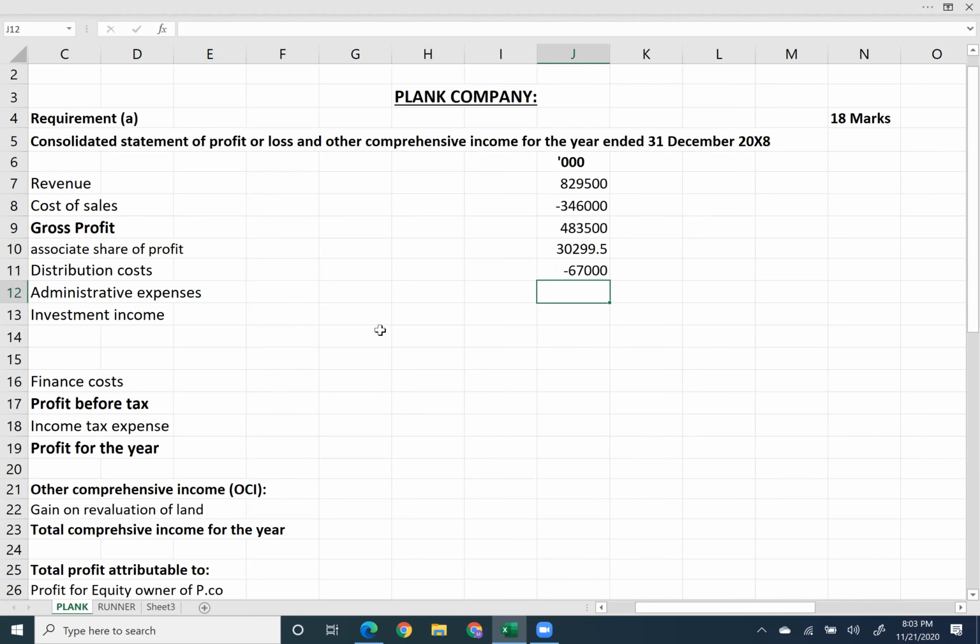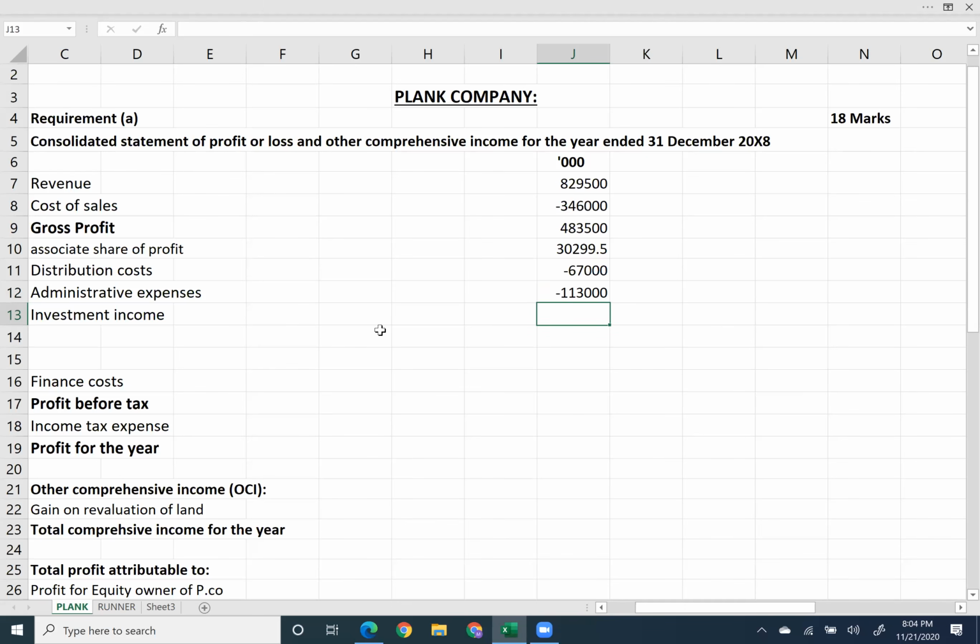And admin expenses now, 92, and then 28,000 times 9 upon 12, that is 21,000. It's 113.